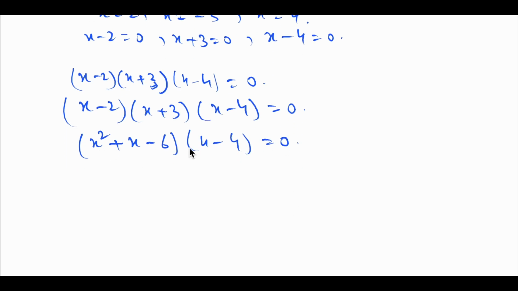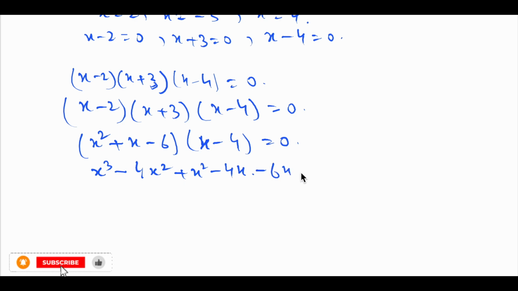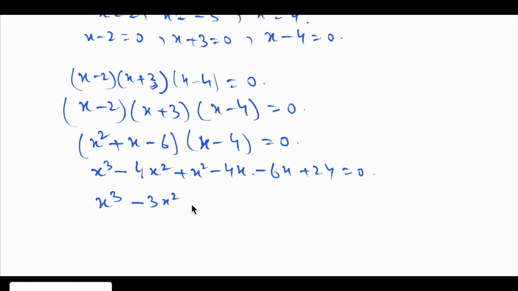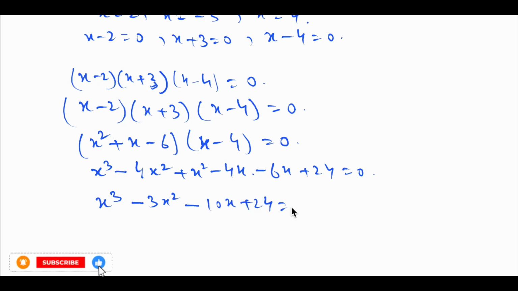Now I'll multiply x square, multiply this x. This will be x cubed minus 4x squared plus x, multiply this is plus x squared minus 4x. Minus 6 multiply this is minus 6x and plus 24 is equal to 0. So this will be x cubed minus 4x square plus x square is minus 3x square, minus 4x minus 6x is minus 10x, and plus 24 is equal to 0.